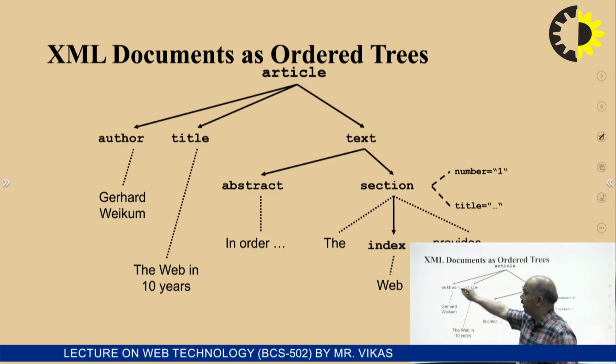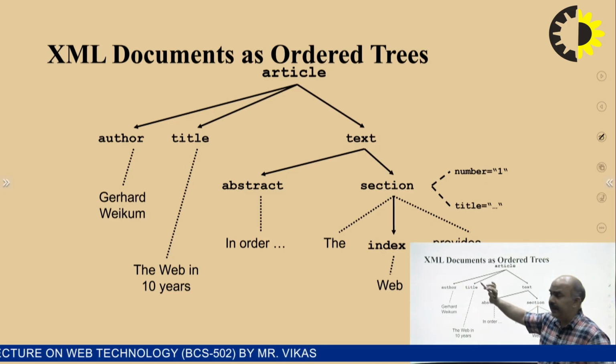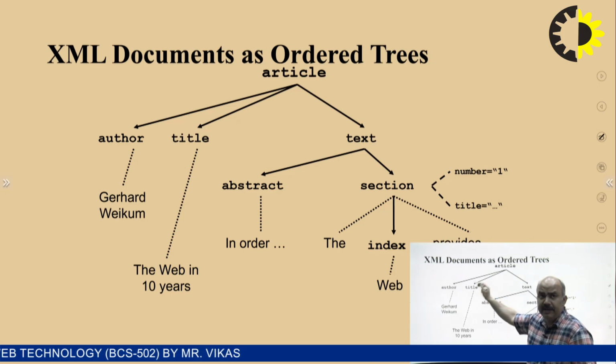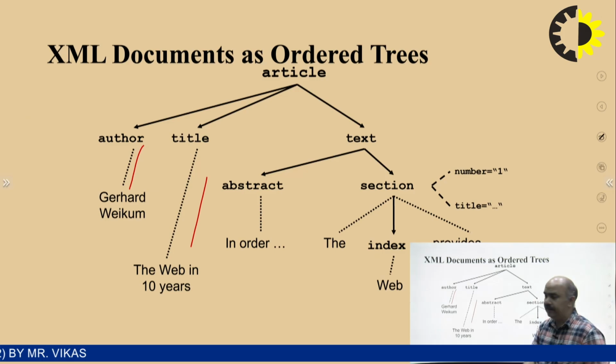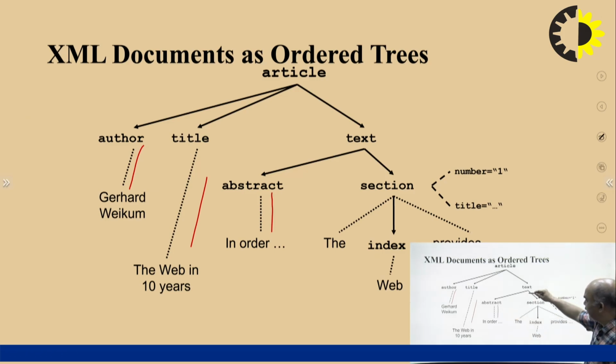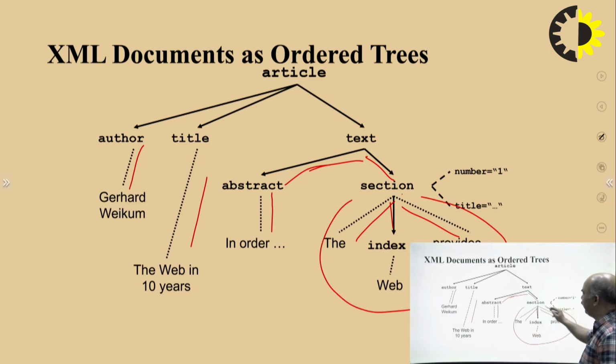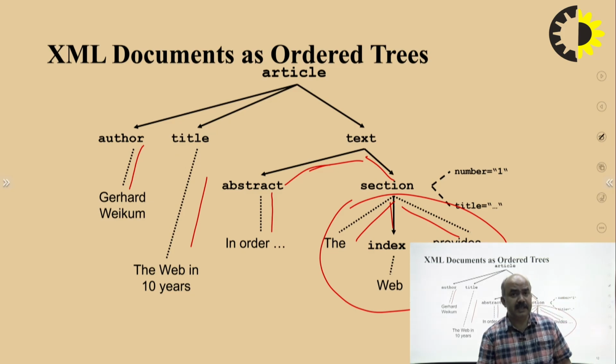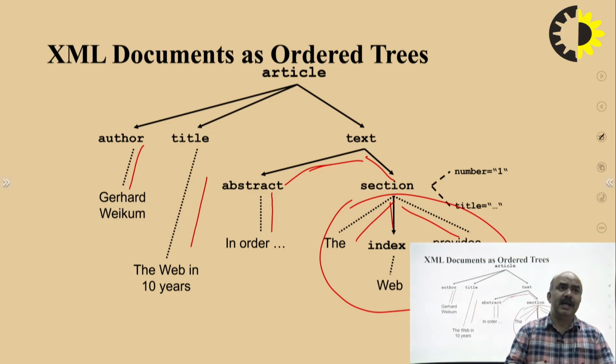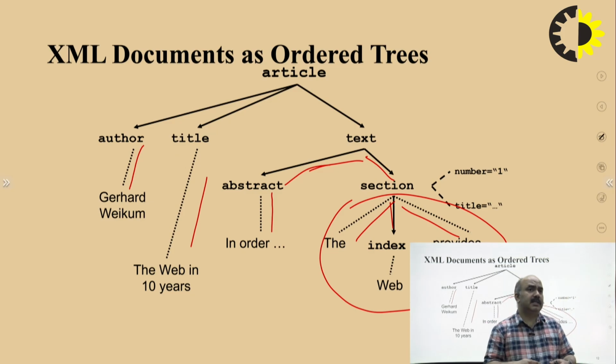Like articles, we have the author name, then second, third, we have the title, and then the text. The author name is this, and the title of this article is this. Then we have the abstract, and then the section, which is further divided again into three parts, which describe what the title is, what the number is, and so on. So this will create a hierarchical structure.